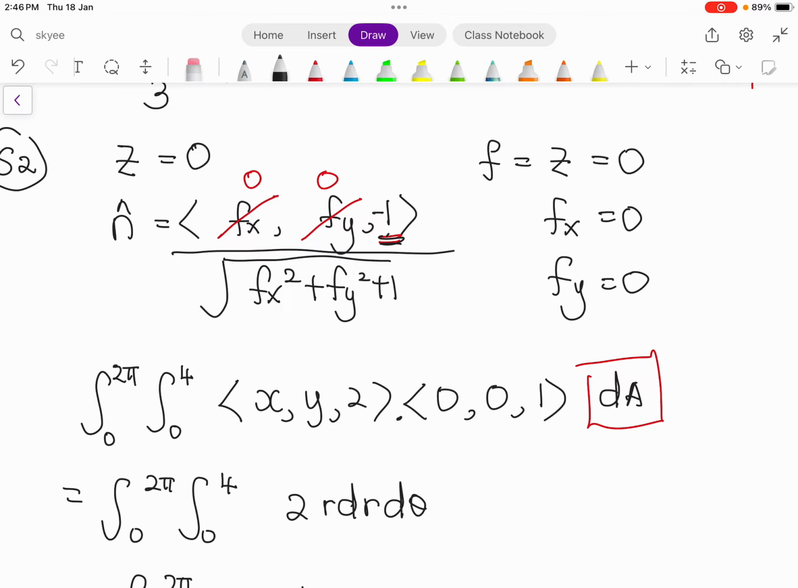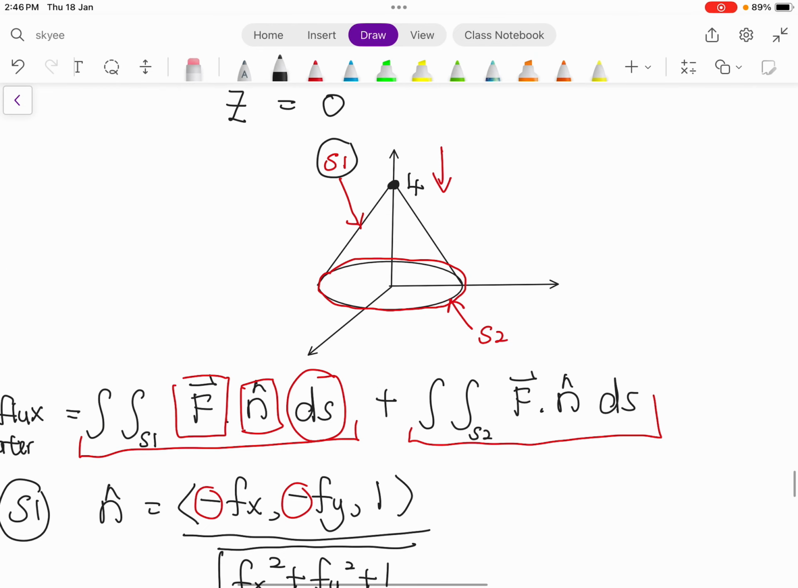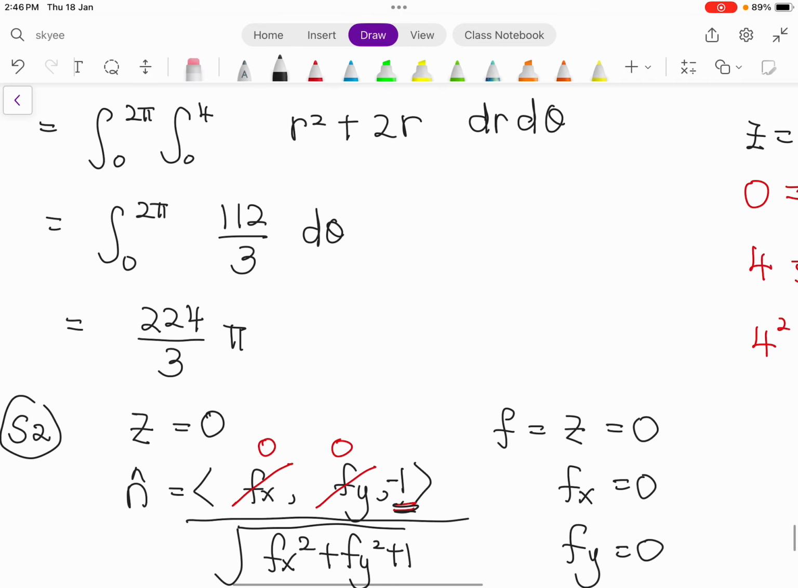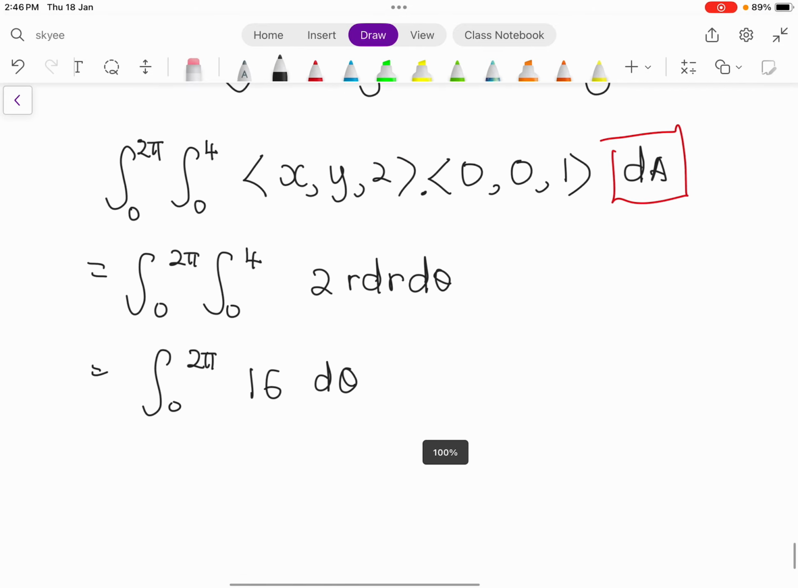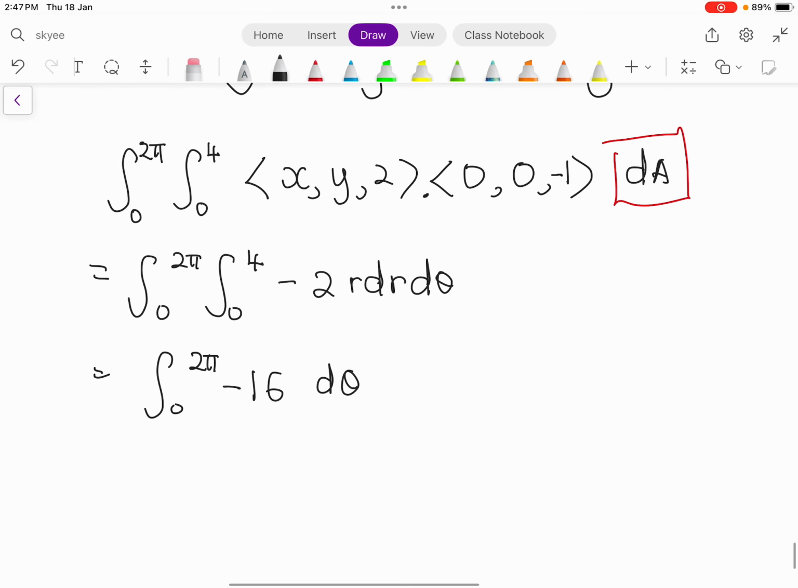But it's downward. The flux coming out from the second surface will be downward. So I choose the other equation. If I choose the other equation, this one will be negative. You will have a negative 32 pi.